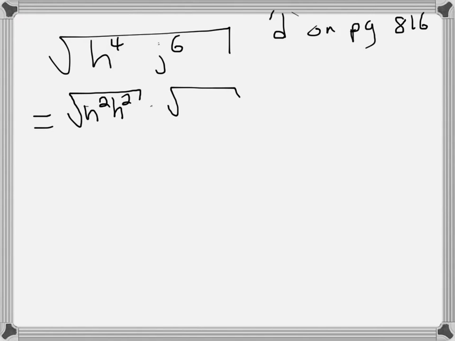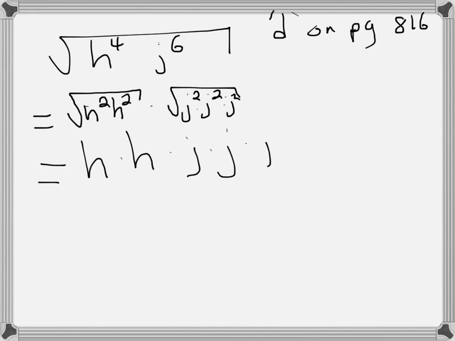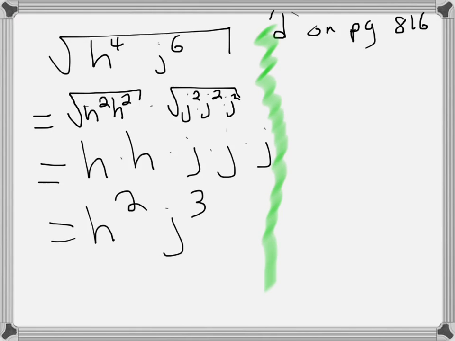So we're going to rewrite h to the fourth and j to the sixth. The reason we like the h squared, j squared, j squared, j squared is because this is a square root, right? Because a square root undoes a square. So that's the reason why we break it up like this. And then the square root of h squared is h. And all of those squares cancel each other out, leaving us with h squared j cubed. So that is the first method.